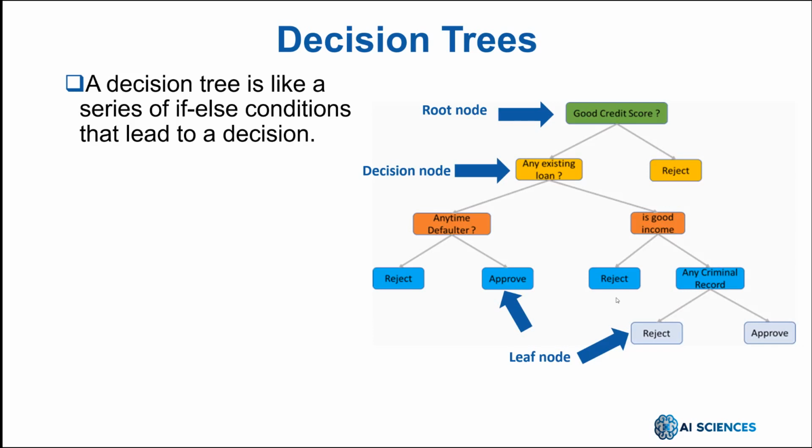So consider a scenario where we want to decide whether a loan should be approved for an applicant or not. To decide, we will ask the applicant a series of questions. We might start off with whether the applicant has any other existing loans. If the answer is yes, then the next question might be whether he is a defaulter or not. With this kind of series of questions, we can narrow down the search and make a robust decision.